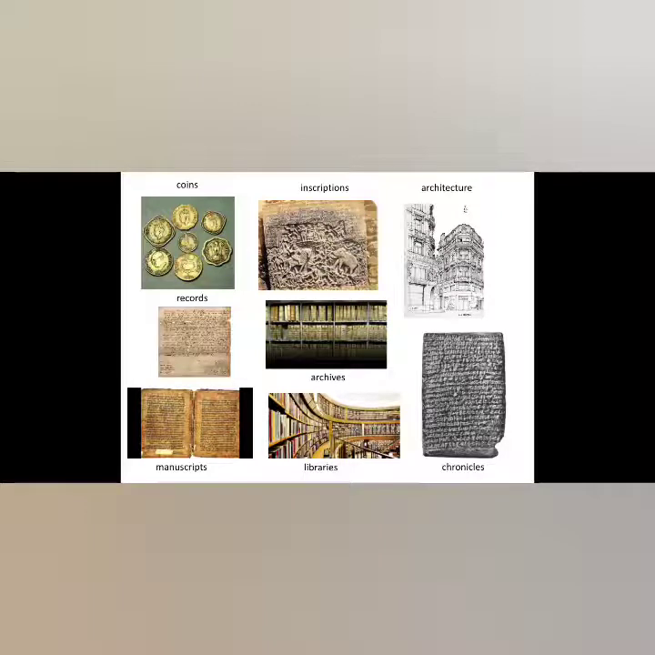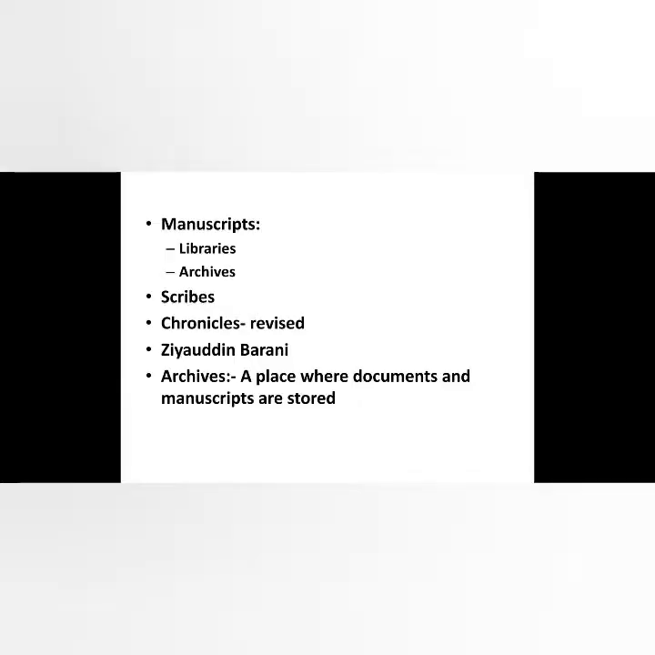Look at this. What are they? Yes, very good. Coins, inscriptions, architecture, records, archives, manuscripts, libraries and chronicles. Wealthy people, rulers, monasteries and temples collected manuscripts.